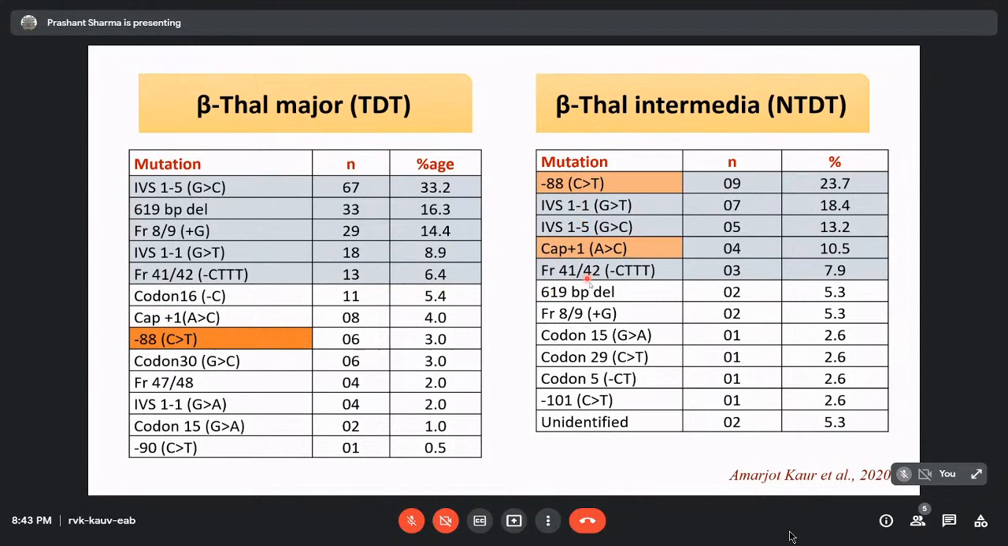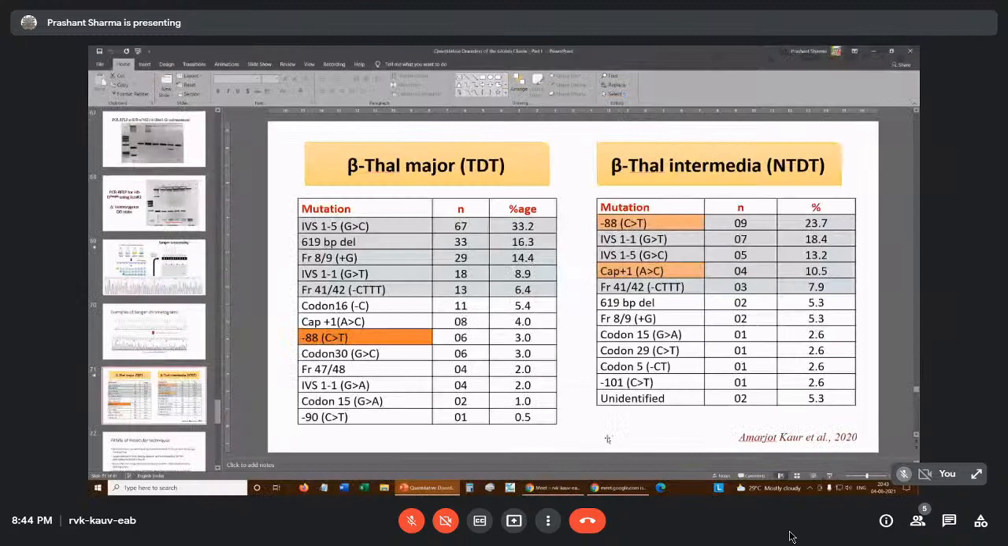The IVS11 now becomes, out of the 5 commonest, the second most common in the NTDT. That's because the IVS11 is often associated with an XMN1 plus plus kind of genotype. These are closely inherited. IVS15 is still there, but it's now relegated to number 3, and then we've got the others. And another point that can be made from this slide is that mutations can remain unidentified, especially in NTDT, in a proportion of patients.